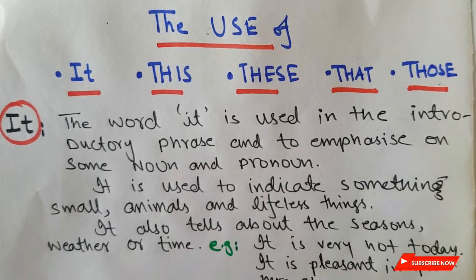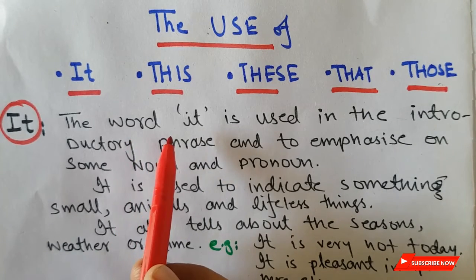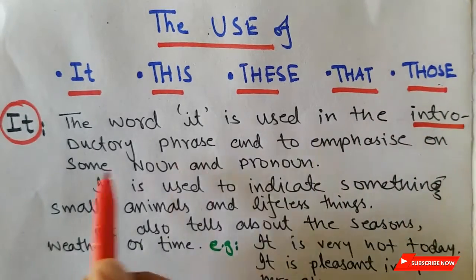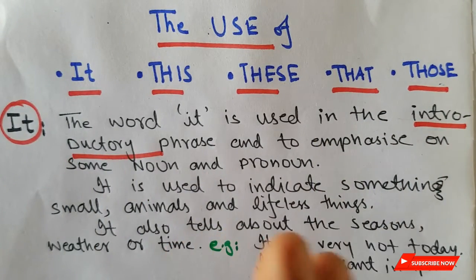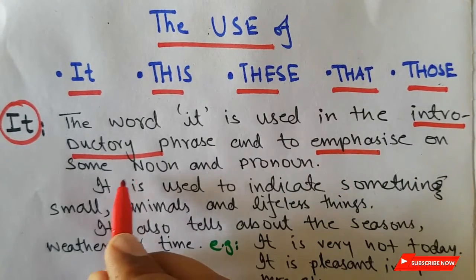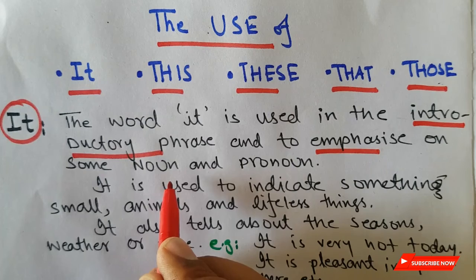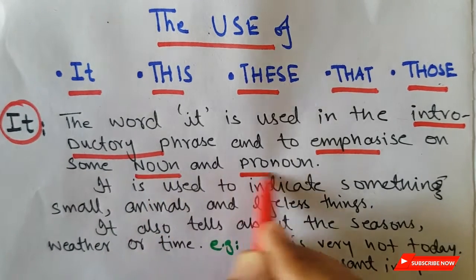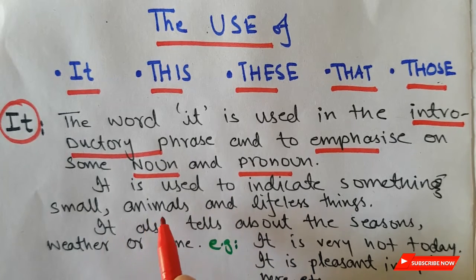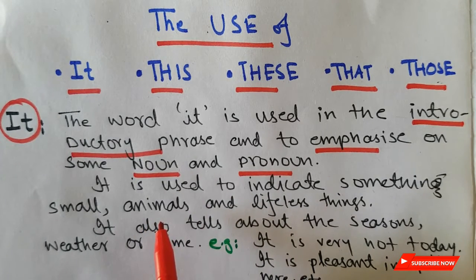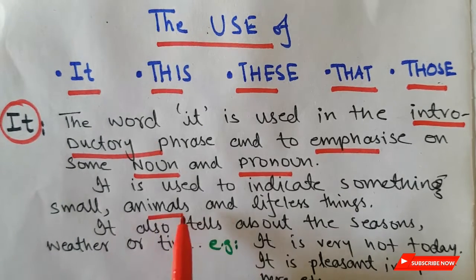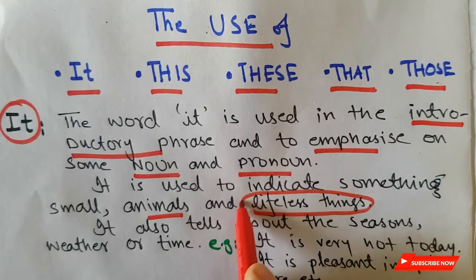So guys, we have discussed here that we can use it before starting a sentence, which is known as an introductory phrase. If we want to stress something in the sentence or in a phrase, we use the word it. It is mainly emphasized on some noun or pronoun. Similarly, it is used to indicate something small. If something is small as compared to other things, we use it. It is also used for animals, similarly for lifeless things.